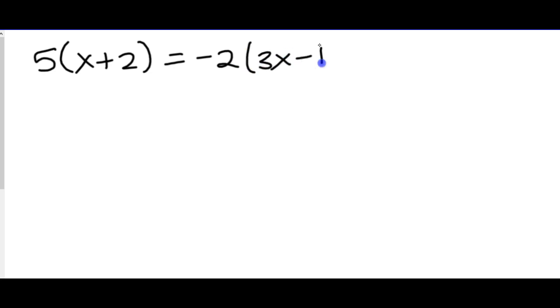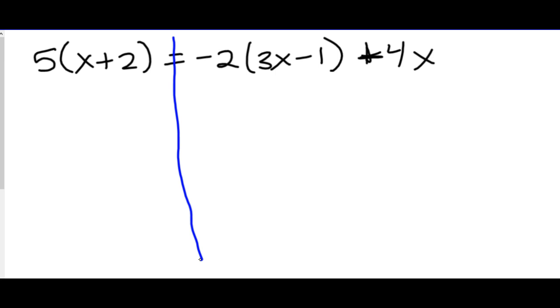Let's say we have 5 times x plus 2 equals negative 2 times 3x minus 1 plus 4x. Again, you don't have to draw in the line if it doesn't help you, but if it helps you separate, okay, this is the left side, this is the right side, then feel free to draw it in.